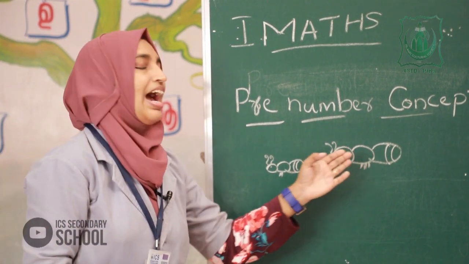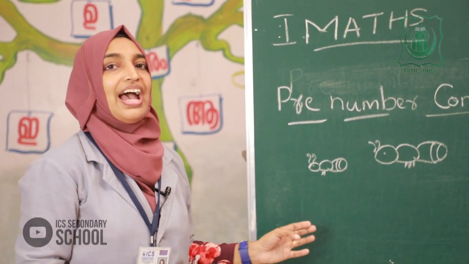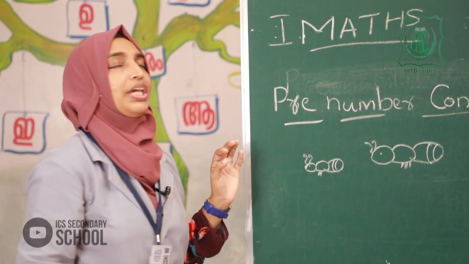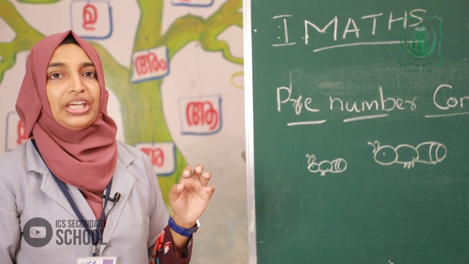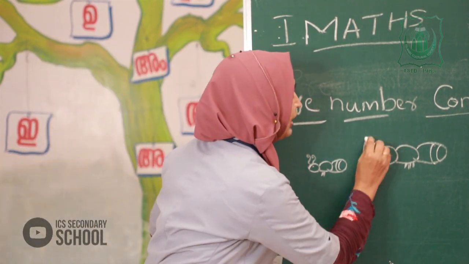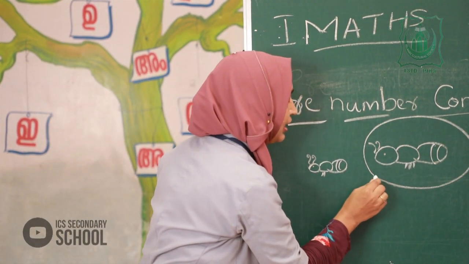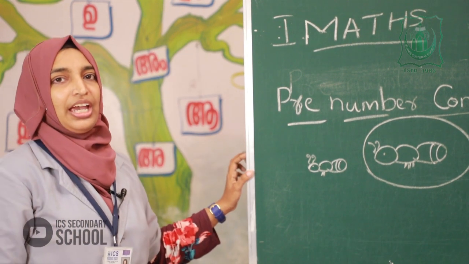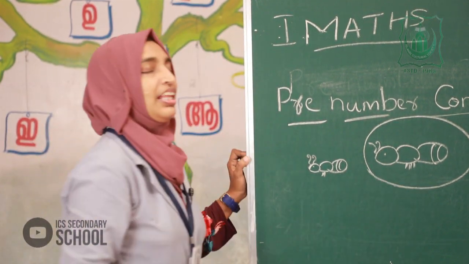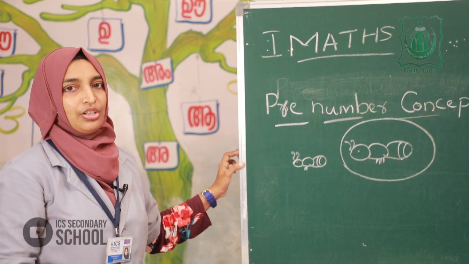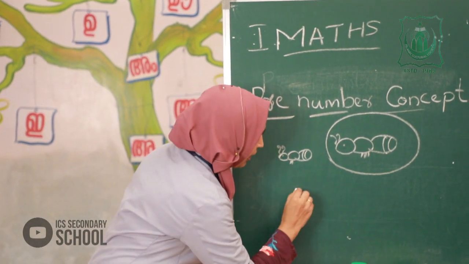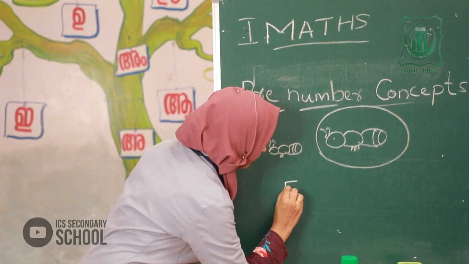These two are ants. Which one is big here? I circle the big one. I circle the big ant. You got it? I draw another object.